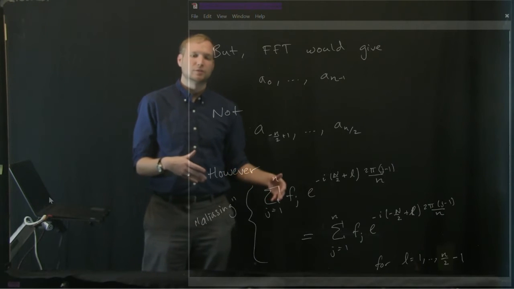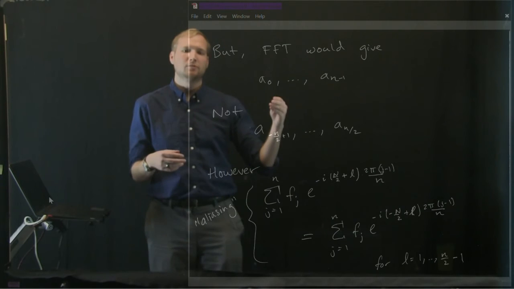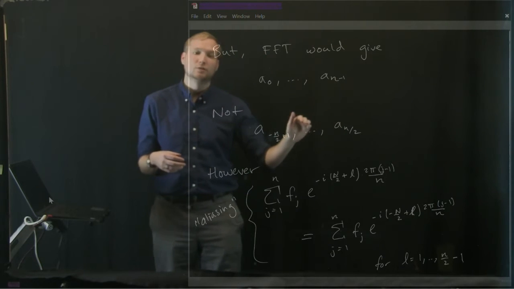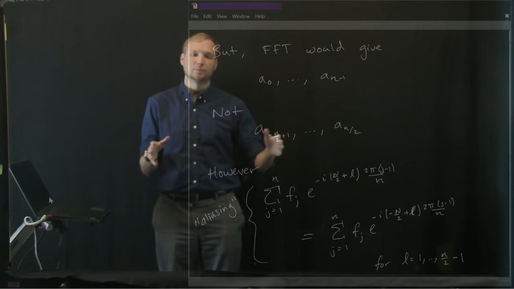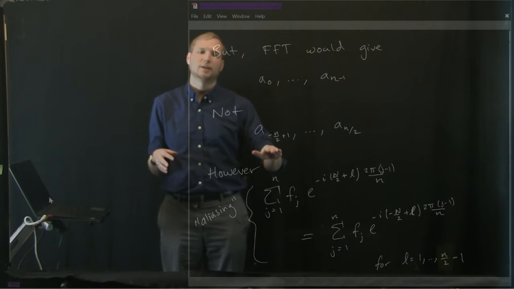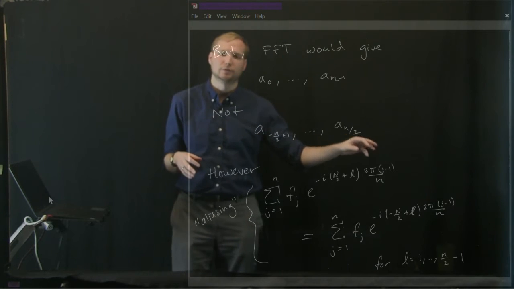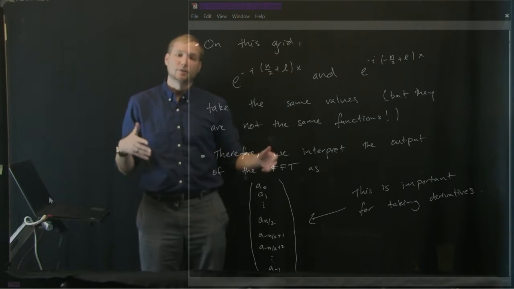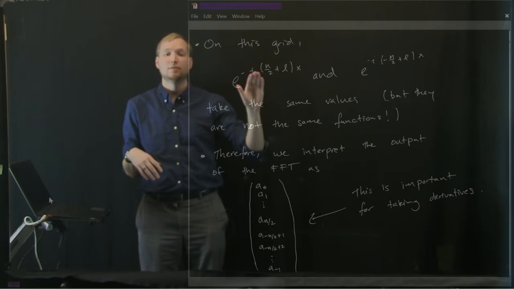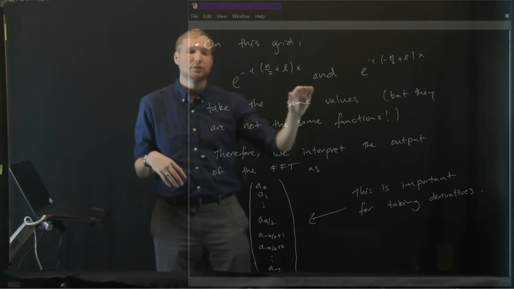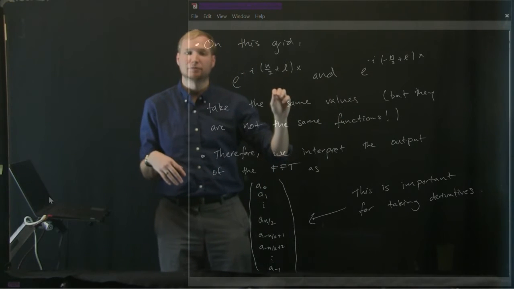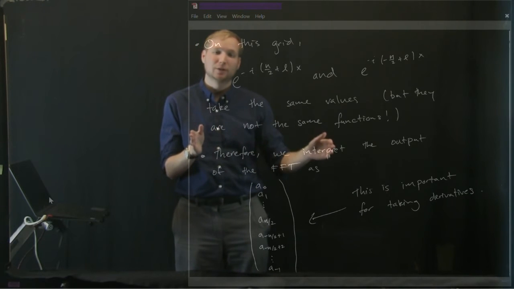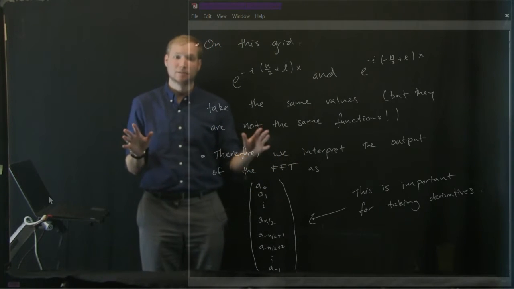But for now, bear in mind that while the FFT will say it's giving us the coefficients from a0 up to a_{n-1}, those values are actually equal to, in some scrambled way, the coefficients for a sub minus n over 2 plus 1 up to a_{n/2}. I'm just restating things here. On this particular grid, these functions appear to be the same. This is the aliasing phenomenon, because they take the same values just at that finite set of grid points. However, they are not the same functions.